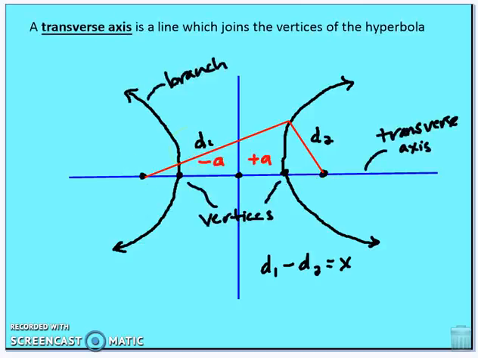All right, so let's talk about some of the things that you need to know about a hyperbola. The first is we have a transverse axis that runs through the foci, the vertices, and the center. This is different than the ellipse. The ellipse had a major axis and a minor axis. The hyperbola just has a transverse axis, and the foci, the vertices, and the center all lie on the transverse axis.